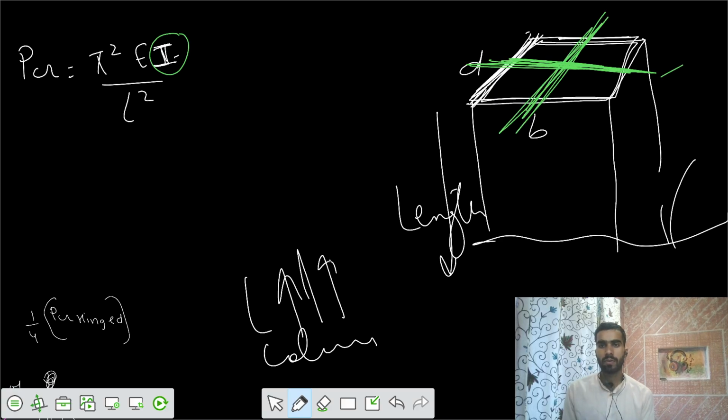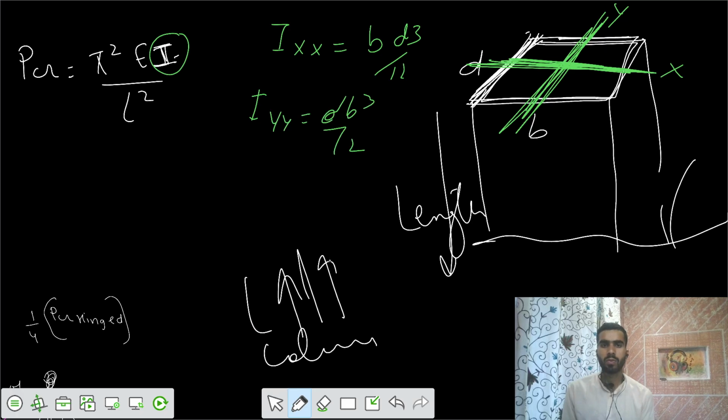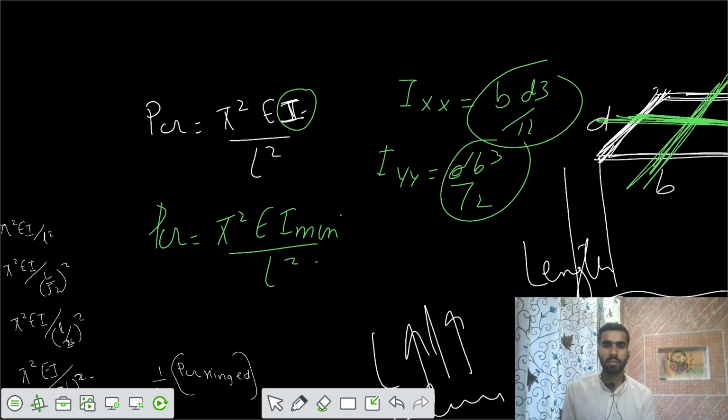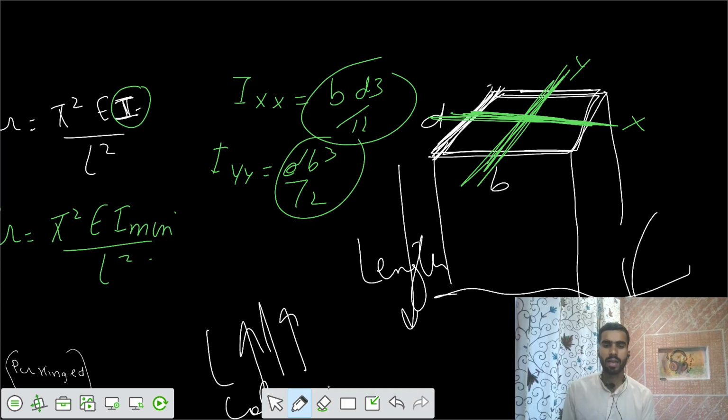Let's say this is X and this is Y. Which value you take is up to you. If I calculate Ixx, that would be B d cube by 12. Iyy would be d B cube by 12. So which one should I take? I would take the critical load corresponding to the I minimum value. Because if you design for the minimum value of I, that means on the other axis, it is already safe.